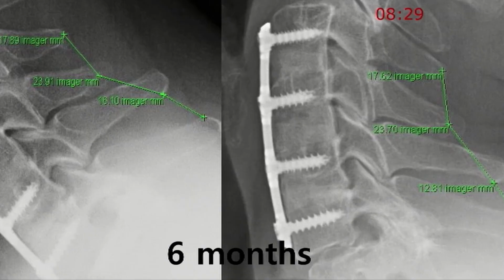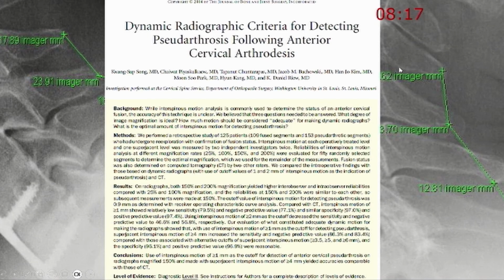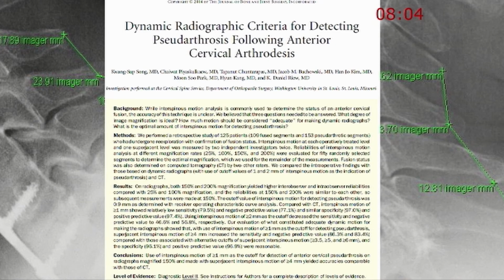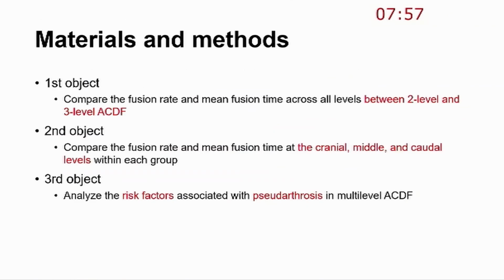After that, we check the interspinous motion. Under 1 millimeter means fusion. So you can see this area, 17, and 17, good fusion. This 23, good motion, good fusion, but 16 and 12 are still pseudoarthrosis. This technique was published in JBJS 2014.